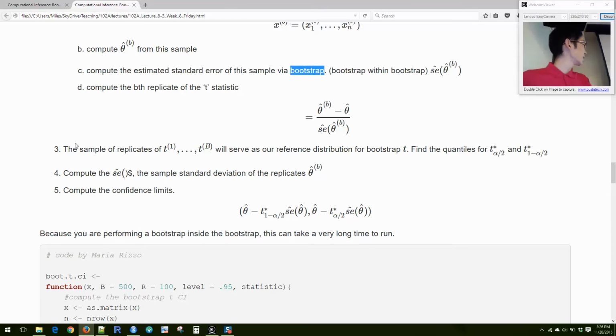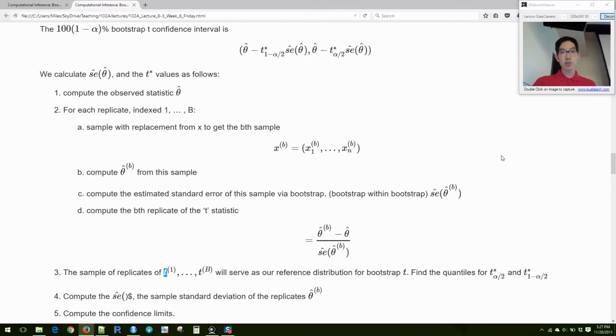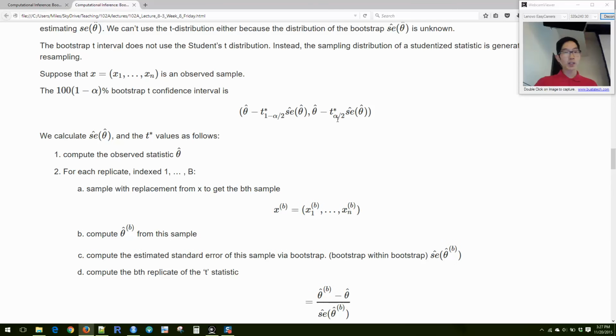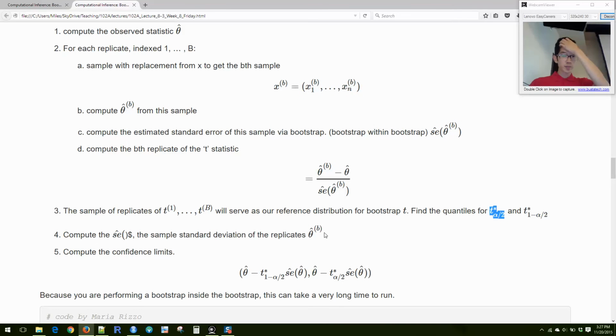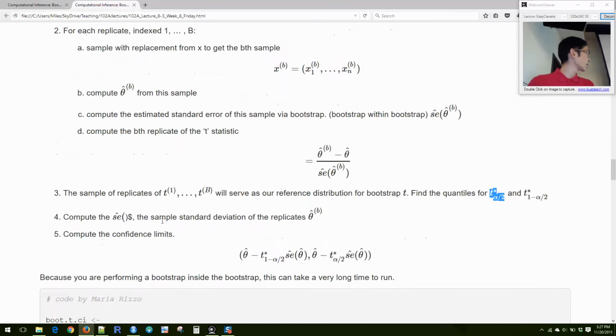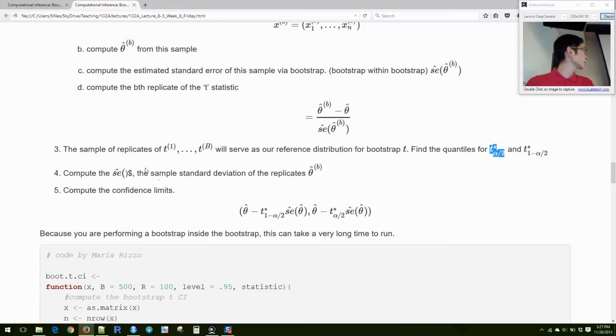Okay, and then we keep track of all of these, and basically we get an empirical cumulative density function of our t statistics. This will serve as how we choose t star alpha, for the plus and the minus. Those are our t stars, and as far as the standard error of theta goes, that just comes from our entire bootstrap.